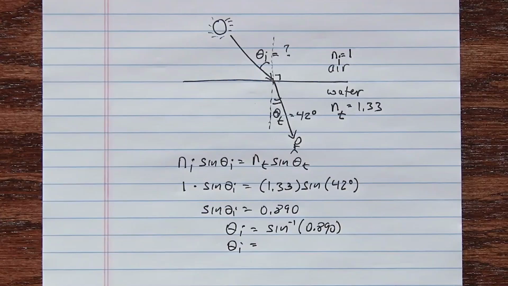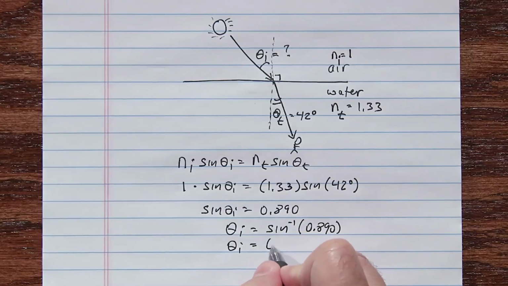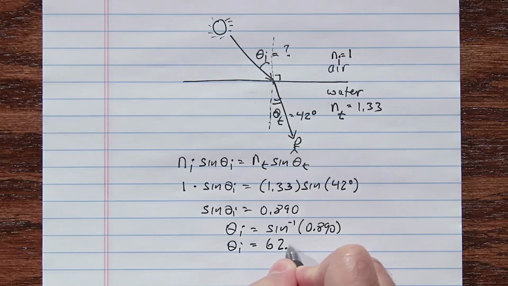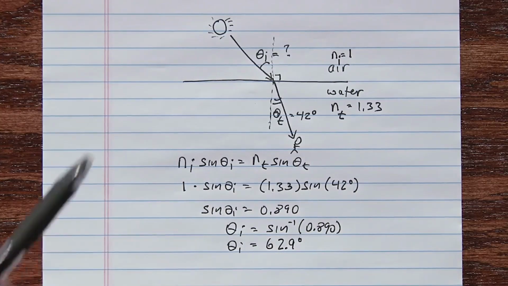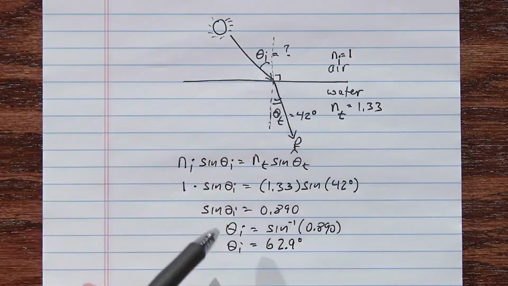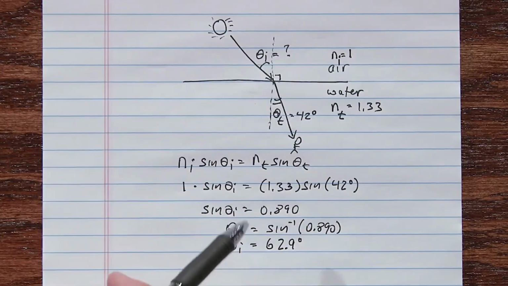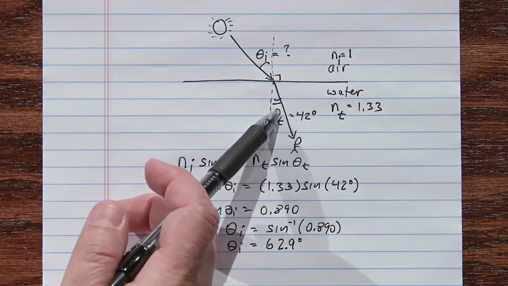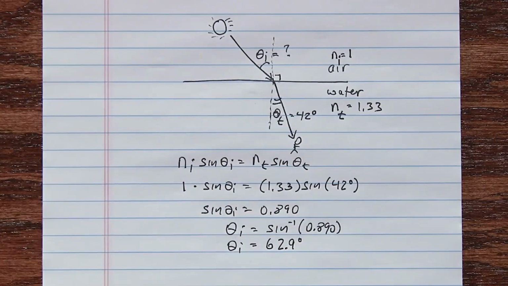So that tells us that theta incident is equal to inverse sine of 0.890, which is 62.9 degrees. So the angle that the sun's rays make with the vertical in air is 62.9 degrees, whereas in the water, they make an angle of 42 degrees because the light is bent or refracted upon entering the water.